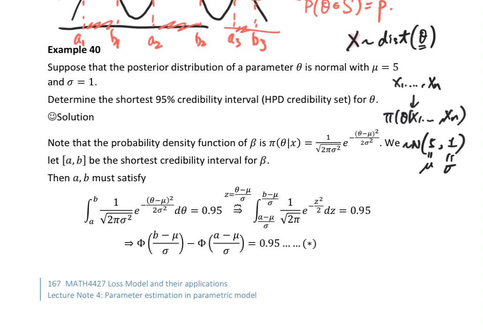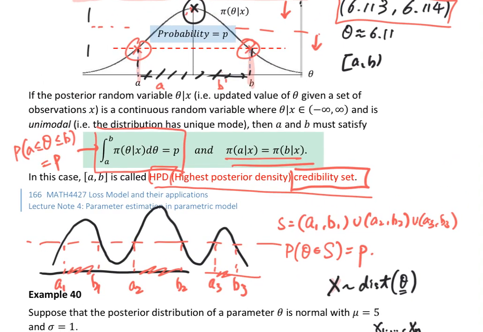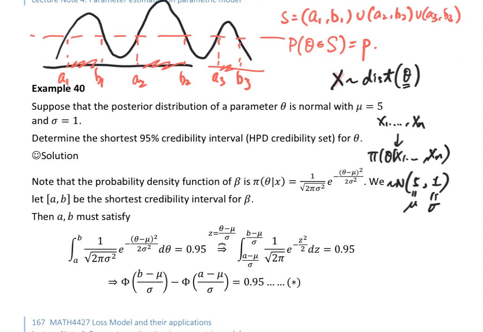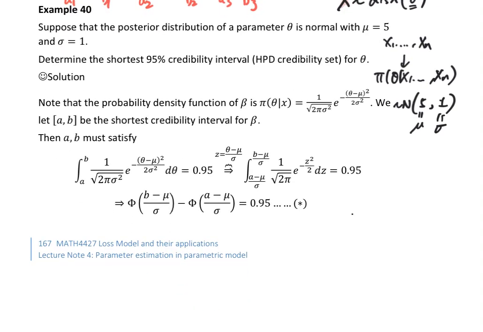Okay, then what I want you to do is find the shortest 95% credibility interval for theta. To get this, we just follow the definition. Remember, given the distribution, we try to find the a and b that satisfy this equation. For the normal distribution, which has a single peak, we just find the a and b.